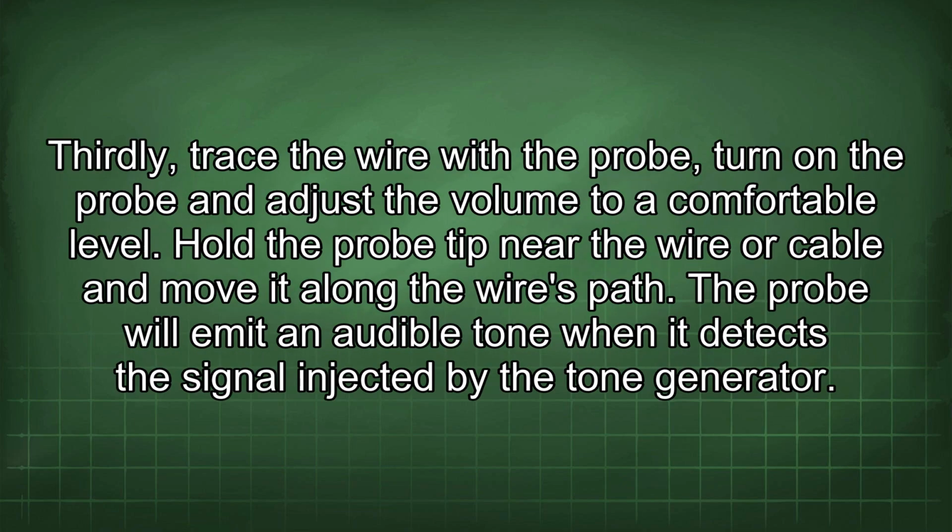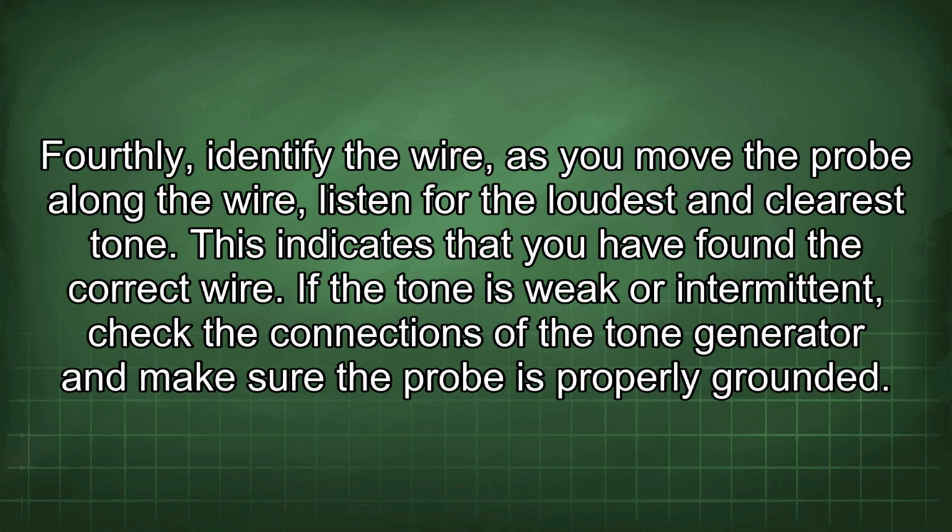Thirdly, trace the wire with the probe. Turn on the probe and adjust the volume to a comfortable level. Hold the probe tip near the wire or cable and move it along the wire's path. The probe will emit an audible tone when it detects the signal injected by the tone generator. Fourthly, identify the wire. As you move the probe along the wire, listen for the loudest and clearest tone. This indicates that you have found the correct wire.